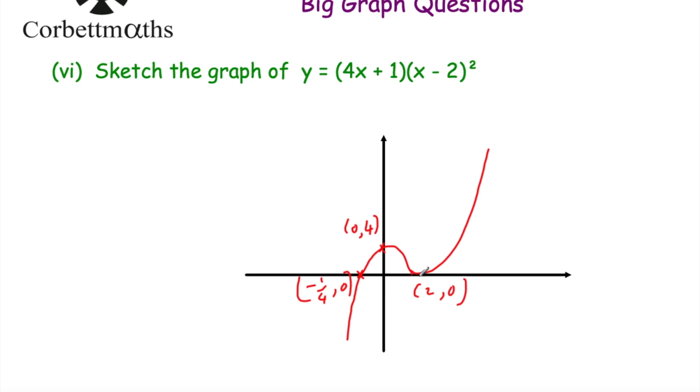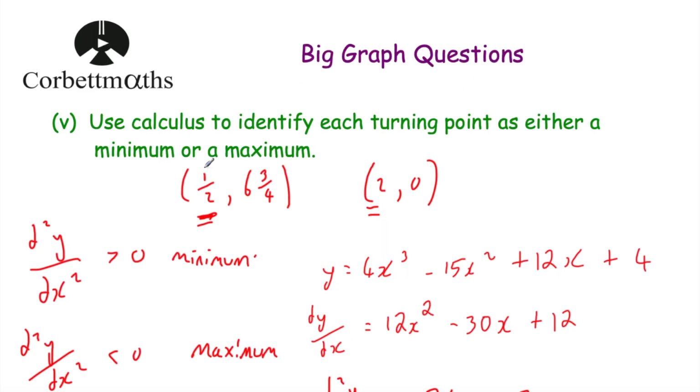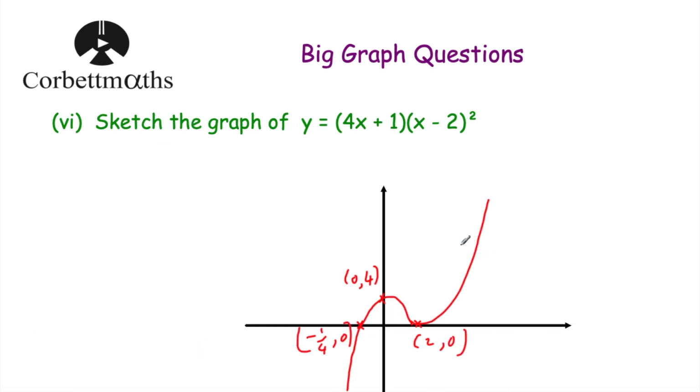Now let's write down the coordinates of the turning points. We've got our minimum point here at (2, 0). So we've already labelled that one. And let's do our maximum point. Our maximum point was the point (1/2, 6 3/4). So if we go across 1/2, it goes up to 6 3/4.